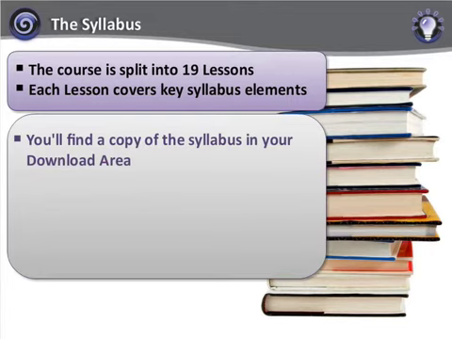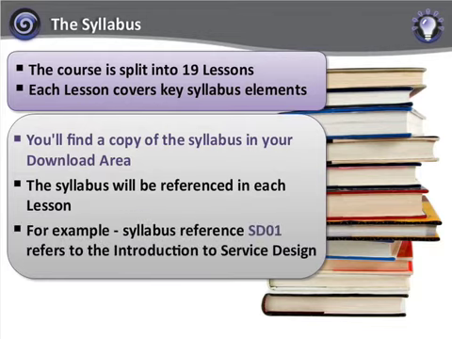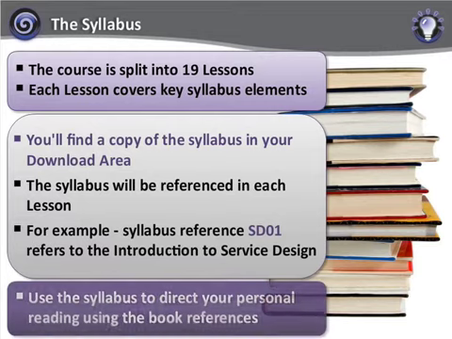You'll find a copy of the course syllabus in your download area, and you'll see references to the syllabus numbering system as you progress through the core lessons. For example, if you see syllabus reference SD01, you know it's referring to the first part of the syllabus, the Introduction to Service Design. The syllabus document also refers to specific sections of the service design core volume, easily directing you to the relevant section of the text.